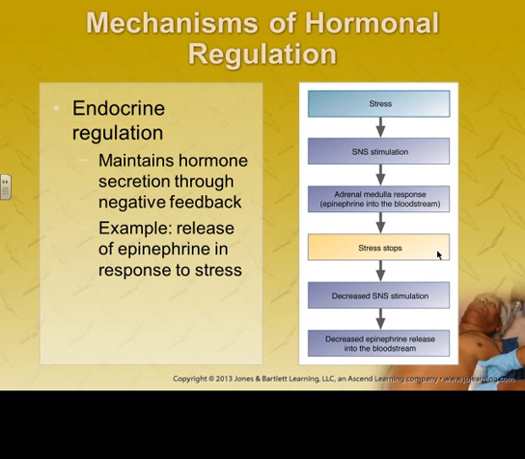where are your adrenal glands? Top of your kidneys, they're the ones that release epinephrine into the bloodstream. Then, of course, we know the effects of epinephrine, but once the stress stops, then the adrenal medulla stops releasing the hormones, and then you start getting decreases in the hormone levels in the body. Simple enough, right?